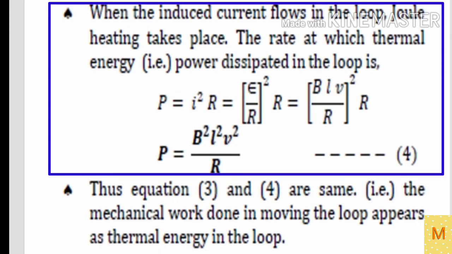Let us imagine when the induced current flows in the loop, Joule's heating effect takes place, so that the rate at which the thermal energy, such that the power dissipated in the loop, can be written as P is equal to I squared into R. Here I is replaced by epsilon by R, so that the equation becomes epsilon by R the whole squared into R. Here epsilon is replaced as BLV from the previous equation, so that the equation becomes BLV by R the whole squared into R. Hence the equation becomes P is equal to B squared L squared V squared by R.